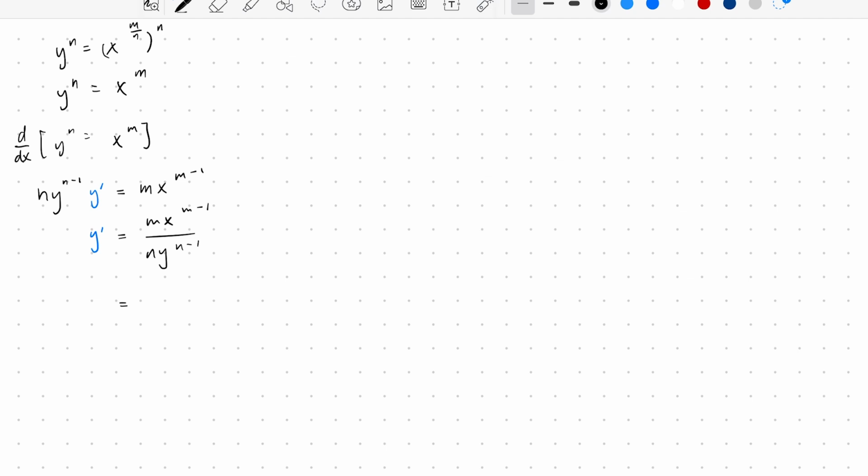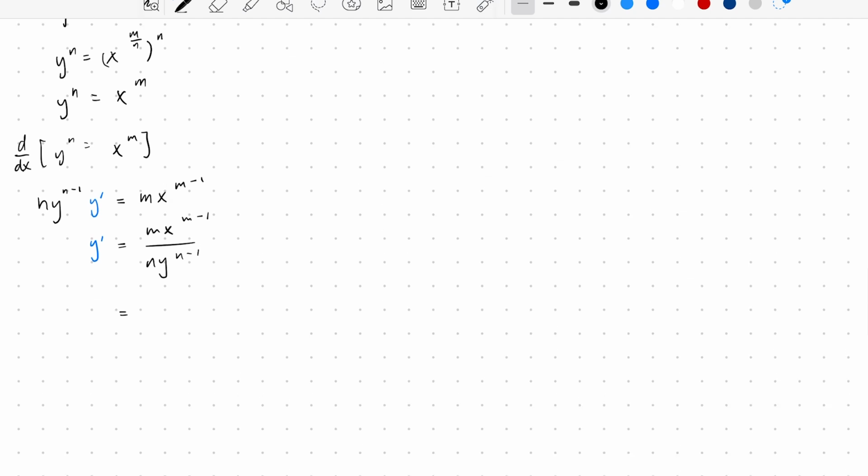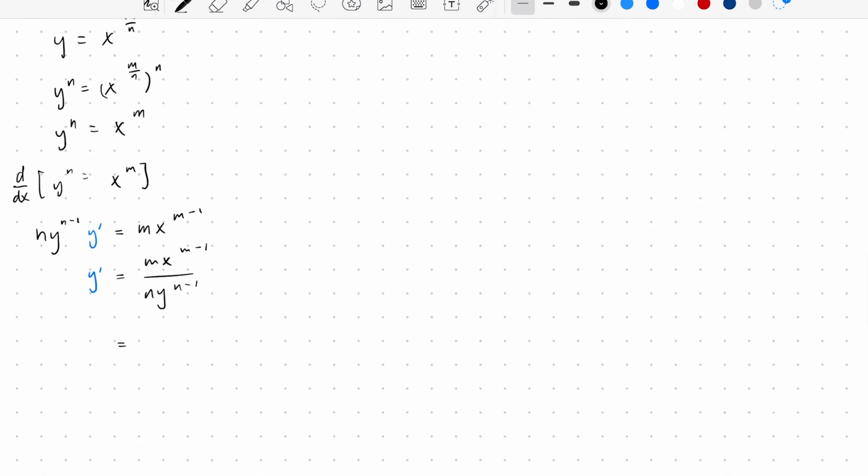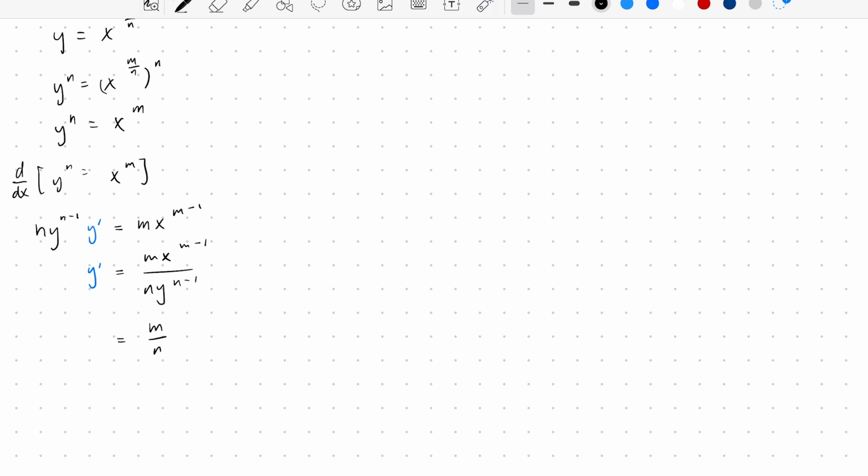Now, usually this is sufficient, but for us, we want to find a general formula in terms of x. So we can substitute y for x to the power of m over n, and let's do that. So firstly, we can take out this constant. So the bottom becomes x to the power of (m over n) times (n minus 1). And this is the same as x to the power of (m over n times n, which is m), and then the second term, m over n times 1 is m over n.